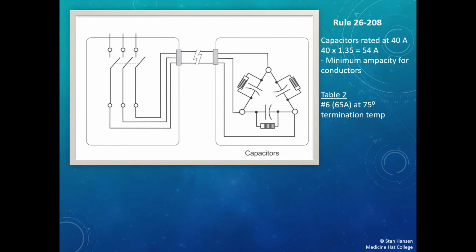And of course, now I just need to go over to Table 2, and I would find that I would require a number 6 rated 65 amps at 75-degree termination temperature. Of course, your termination temperature is going to depend on the equipment that you're using, but make sure you're using the correct column in the table.